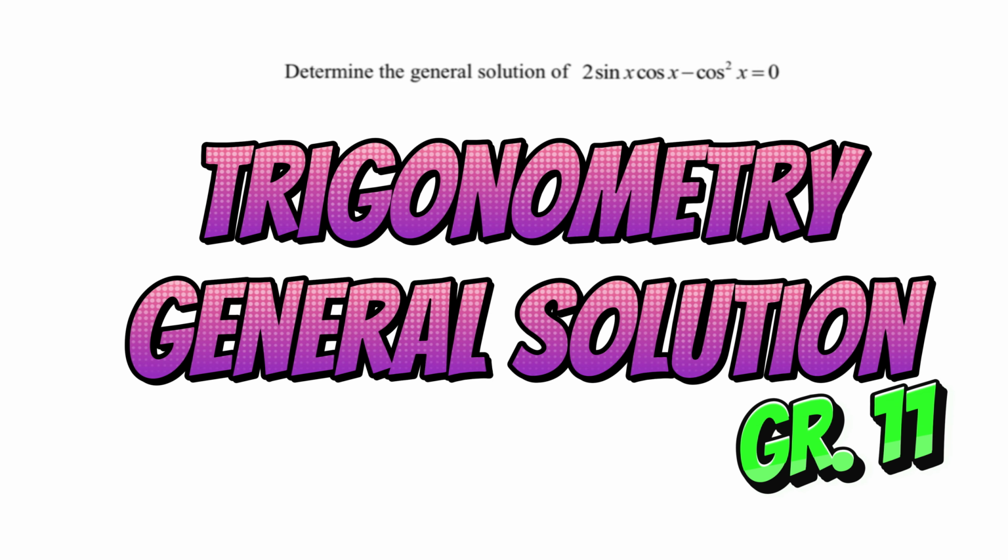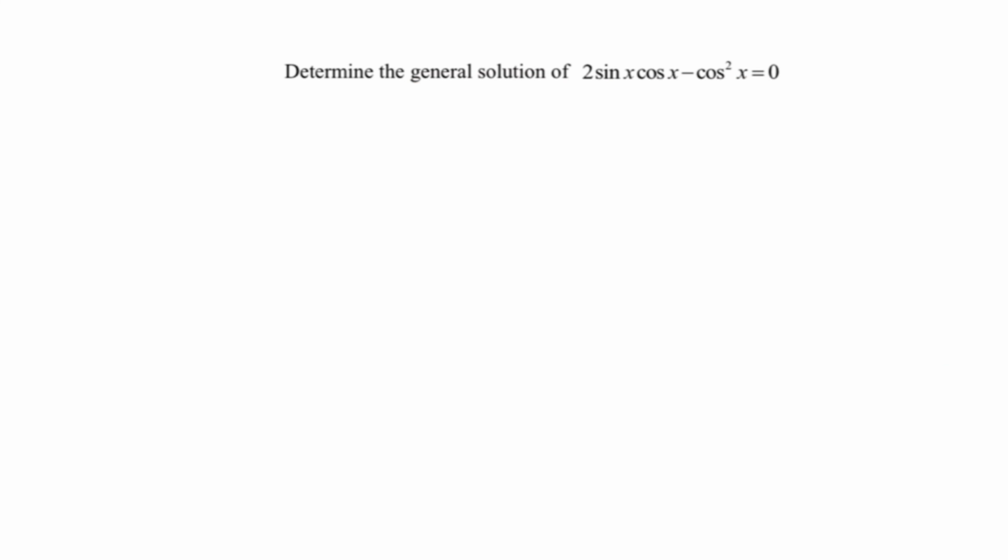In this trigonometry video, we want to determine the general solution of the following equation. When they ask us to find a general solution, they're actually asking us to solve for x in this equation. When I inspect the left-hand side, I notice that I have two terms, because terms are separated by a plus or a minus. And I notice that cos x is a common factor in both of those terms.